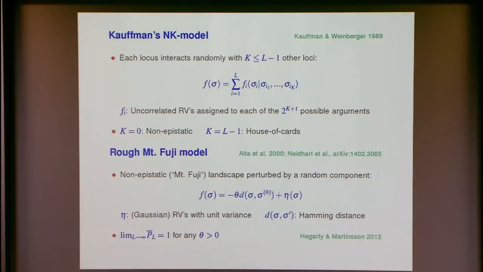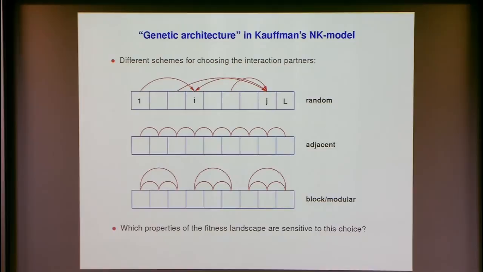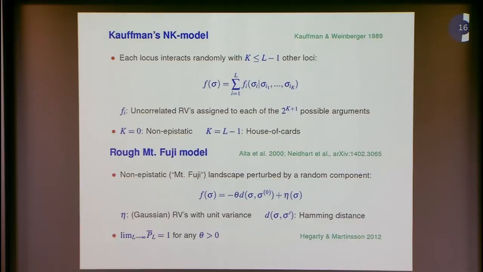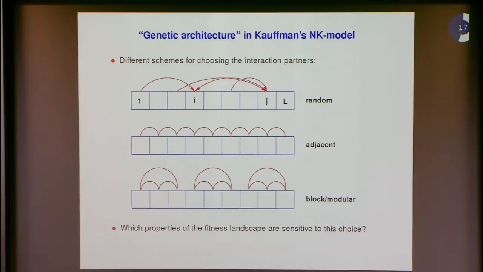I want to focus on the NK model because it has, to my mind, a little bit more of what Daniel Fisher called the smell of biology. It's not a lot of smell of biology, but a little bit, in the sense that in this model you can implement something somewhat reminiscent of genetic architecture. I said before that you let each locus interact with L minus one other loci, but you have to define what these loci are, and there are different schemes in which you can do that.